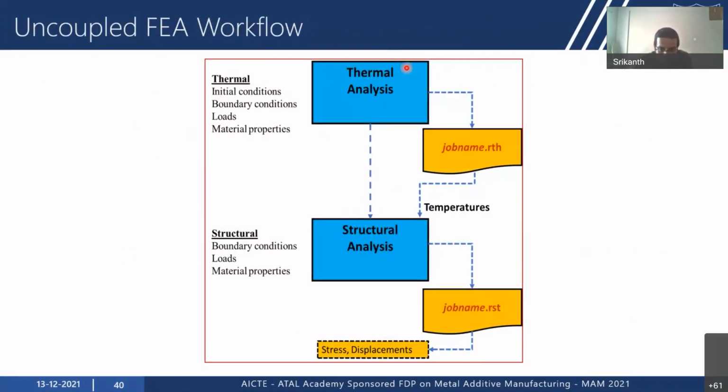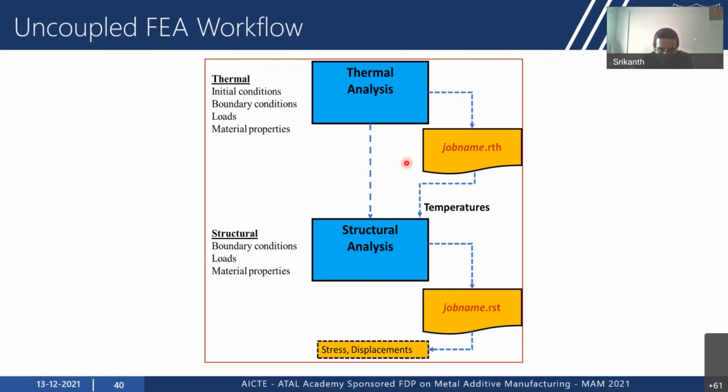Here you can see that we first carry out the thermal analysis. We give the initial conditions, the boundary conditions, the loads, the heat flux, and material properties such as density, specific heat, thermal conductivity, etc. Carry out the transient thermal analysis. Then the results are saved as a file called jobname.rth. RTH stands for results of thermal analysis.